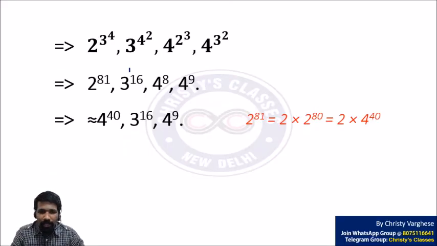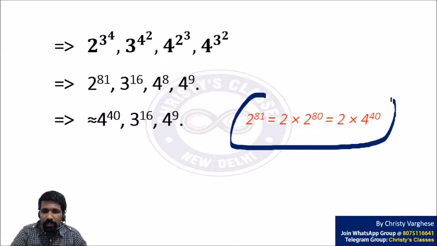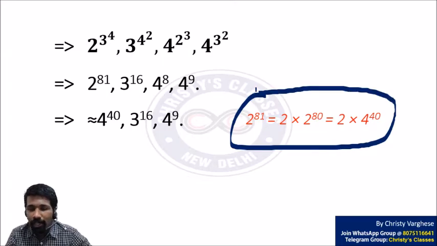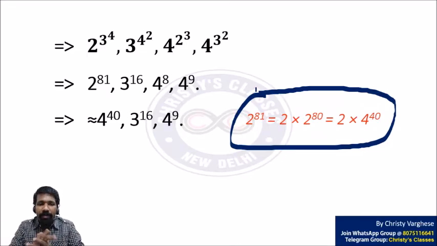More explanations are given here. Mathematically speaking, this is how to convert it. But logically, you don't have to write that step. You can just think in your head: 2, 2, 2, 2, combining, 4s will be obtained.